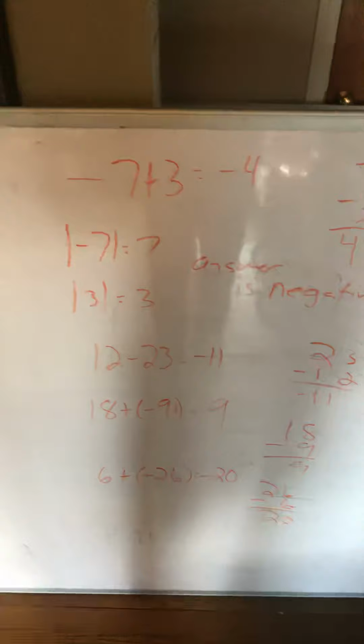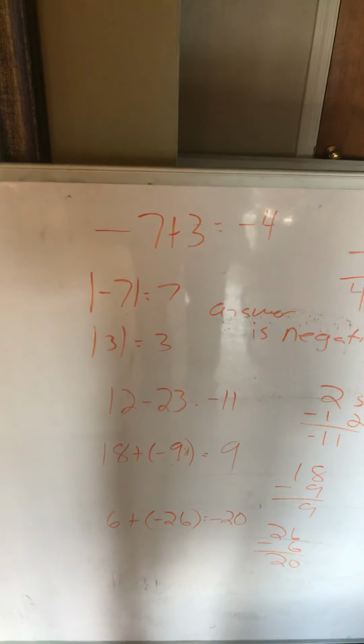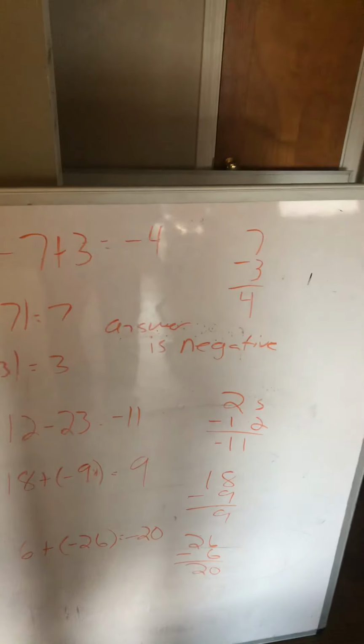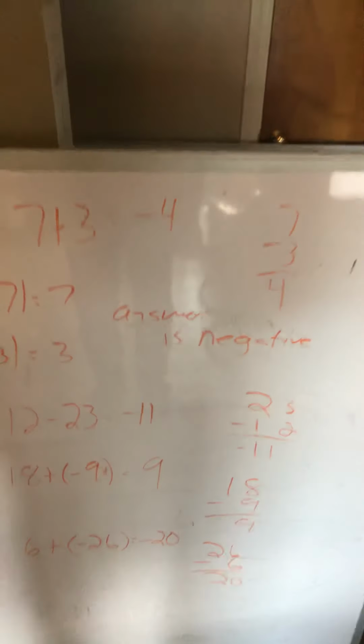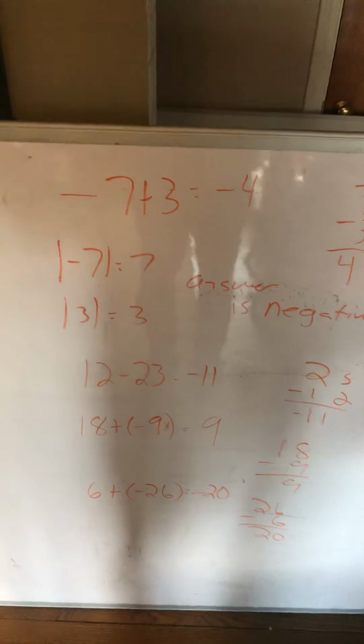Next one. 12 minus 23. 12 is positive, minus 23 is negative. I subtract. I still put 23 up top because it's a bigger number. 23 minus 12 is 11. It is negative 11 because 23 has a greater absolute value.